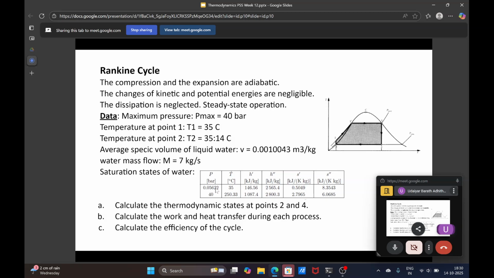So we know pressure, we know at T1 your saturated liquid temperature is 35 degrees Celsius. So the corresponding saturated pressure is your operating pressure at 1 and 4, and the maximum pressure is your pressure at 2 and 3, so that is 40 bar.